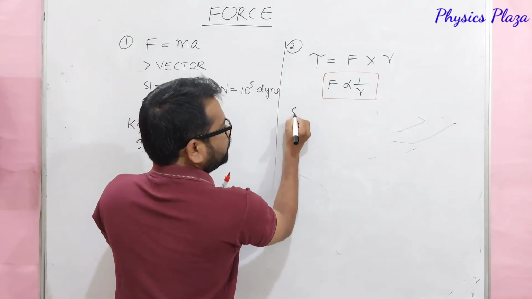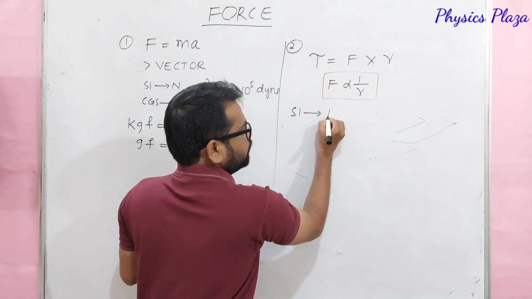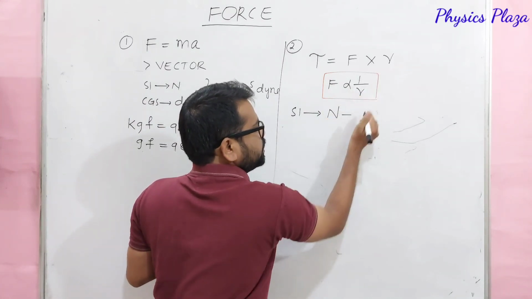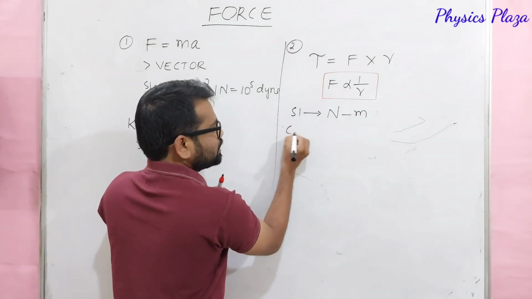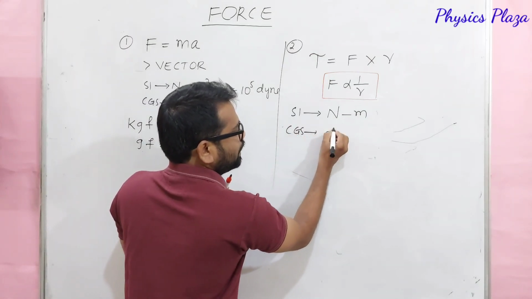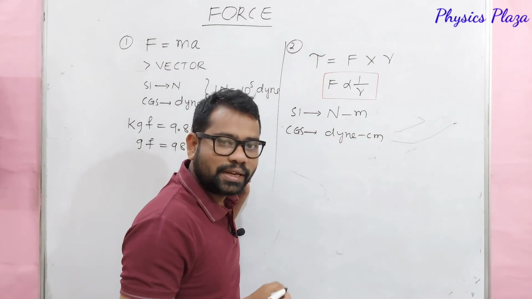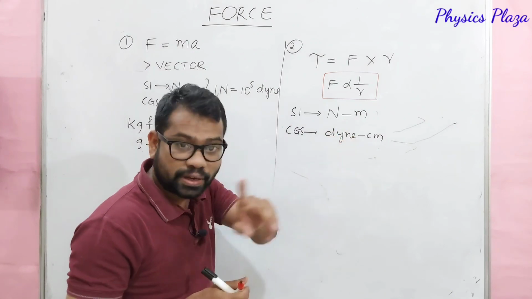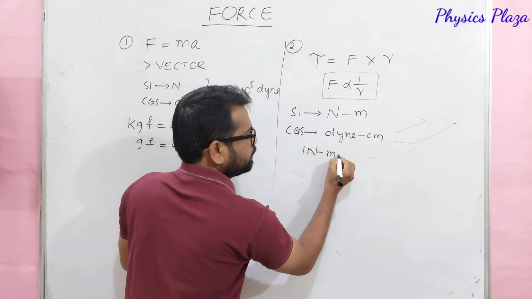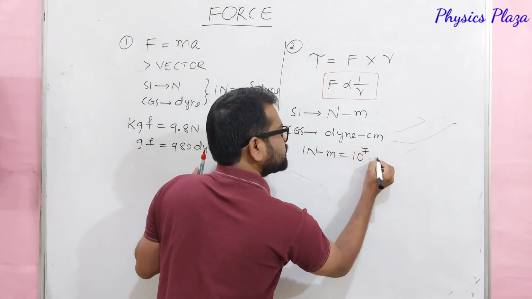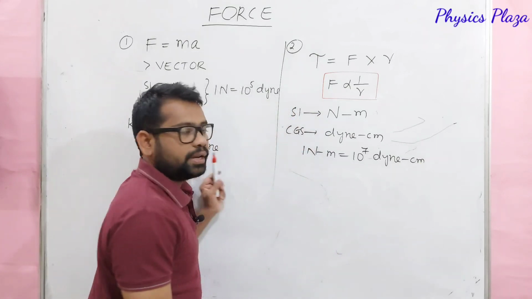Now let us see the SI units, dear children. Force is measured in Newton and distance is measured in meter, so the Newton meter is the SI unit, whereas the CGS unit is dyne centimeter. How these two are related is also very important: 1 Newton meter is equal to 10 to the power of 7 dyne centimeter.